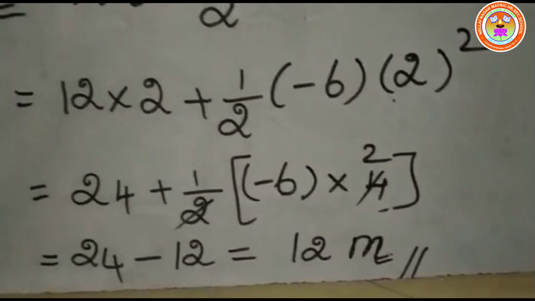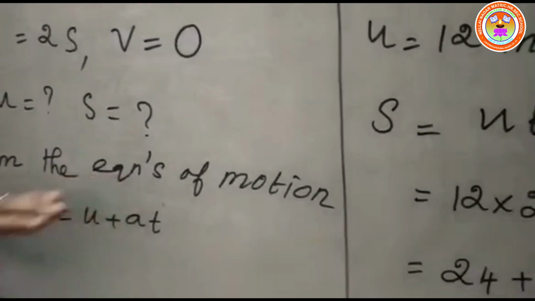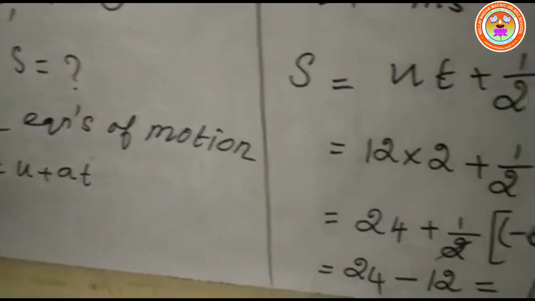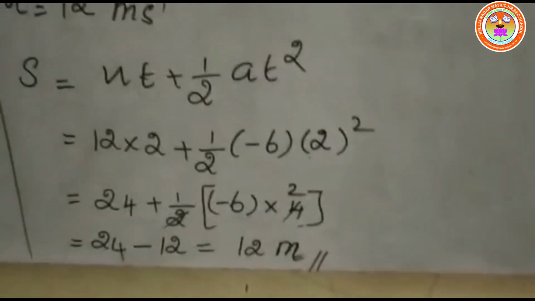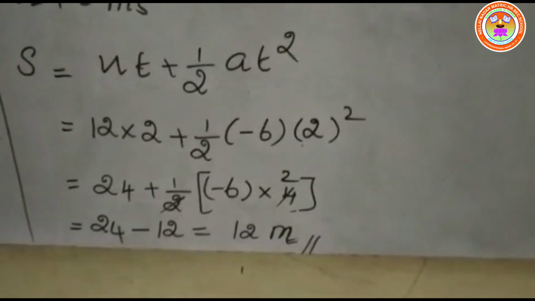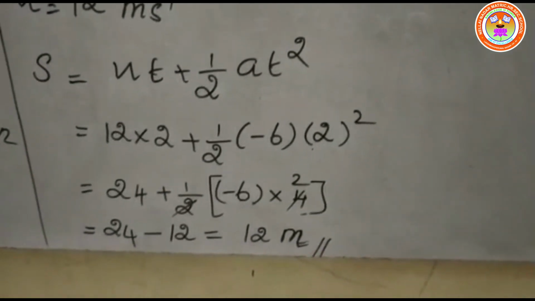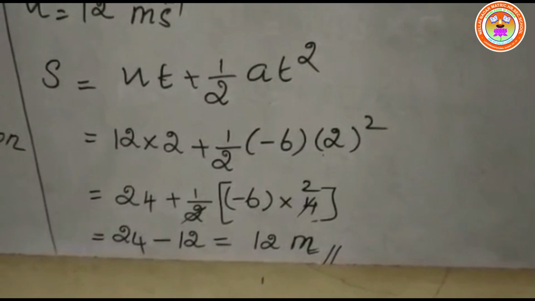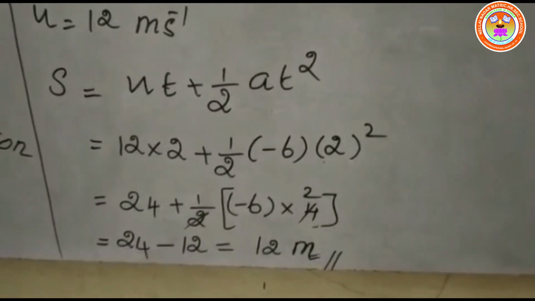Do you understand, children? So first we got to substitute the formula V is equal to U plus AT. And second we got to substitute the formula S equal to UT plus half AT square, and we obtain S equal to 12 meter. So the car will move 12 meter after the application of brakes.